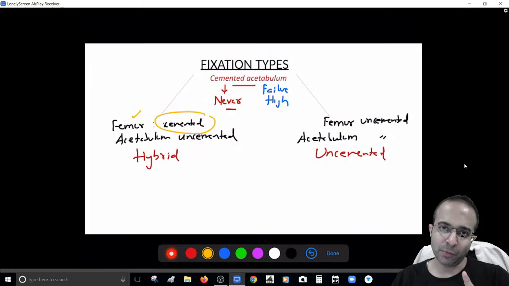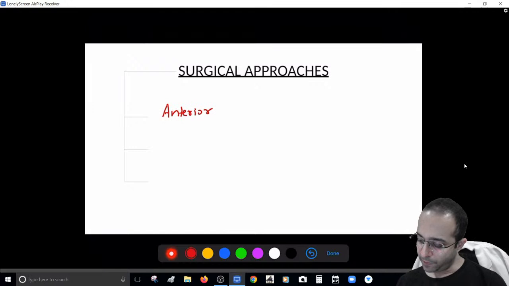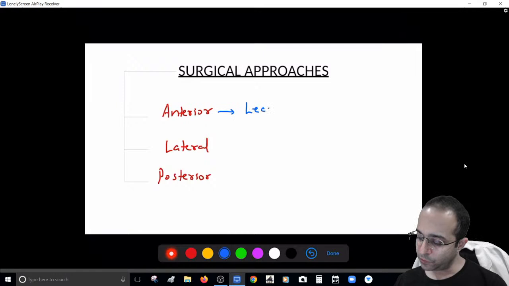Clear with this, guys? And as far as the surgical approaches are concerned, we can approach the hip from the anterior side, from the posterior side, or from the lateral side. The advantage of the anterior approach is that there is the least dislocation rate. But the problem here is the least exposure, so it is difficult.